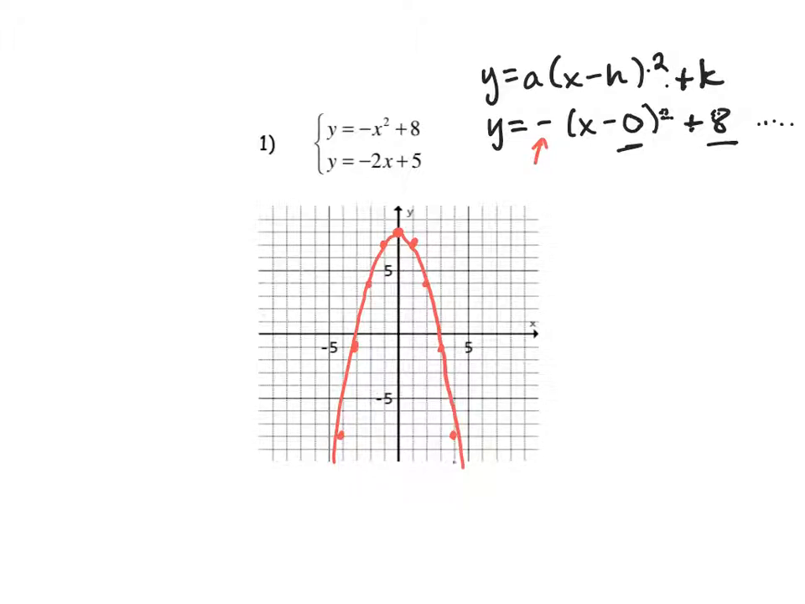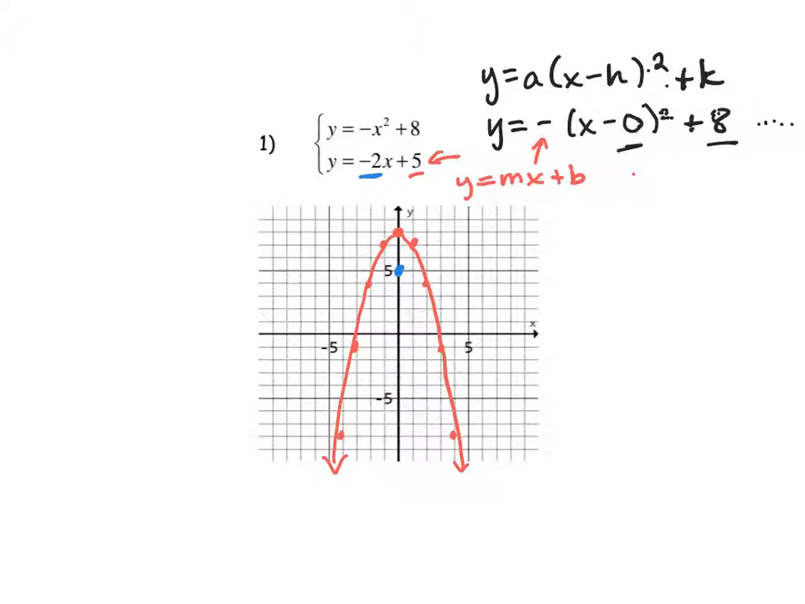My next part of this, -2x plus 5, that is not a parabola. That's just a line, and that's in y equals mx plus b, with my slope and y-intercept. So y-intercept of 5. So I'm going to go up to 5 and make a point, and a slope of -2, which means I'm going to go down 2 and over 1 and make my next point.